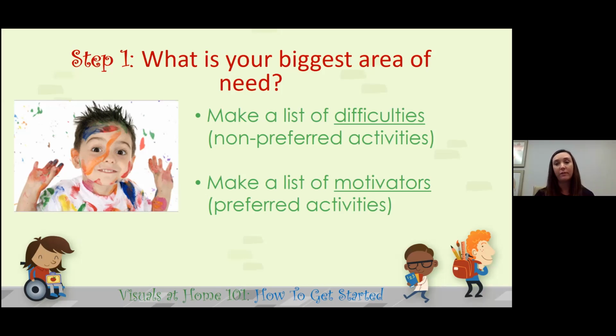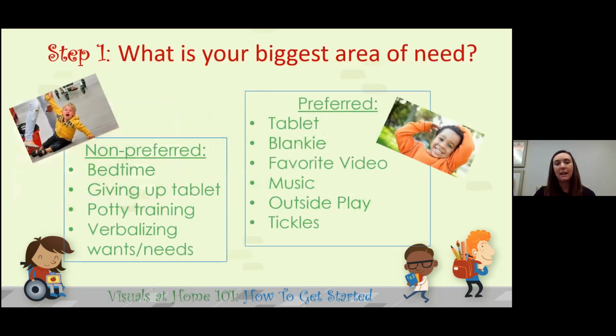Then make a list of motivators or preferred activities. My child really likes Moana, or my child really loves trains. Make a list of all the things that make them happy. Here's what that may look like. You have your non-preferred over here, and that's often the response there, our little friend, when we introduce those non-preferred activities without visuals: bedtime, giving up the tablet, potty training, verbalizing wants and needs. And then we've made our preferred list: tablet, blankie, videos, music, different things like that. So take a few minutes and do that, and then we'll be ready to move to step 2.